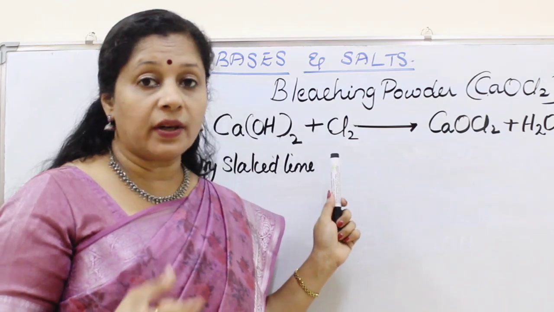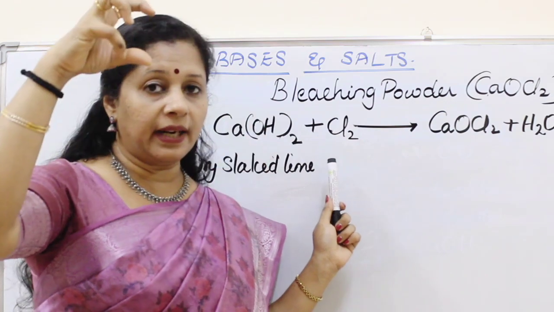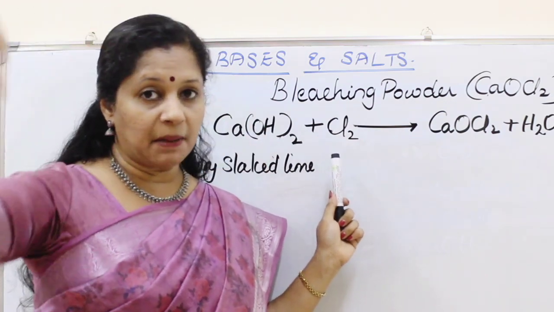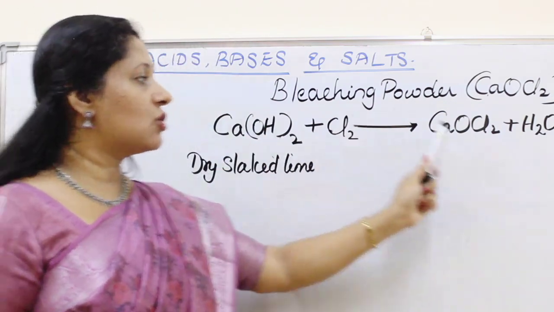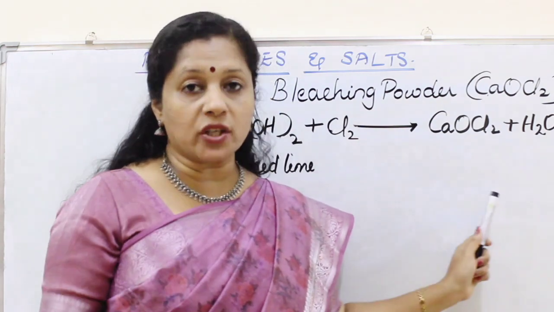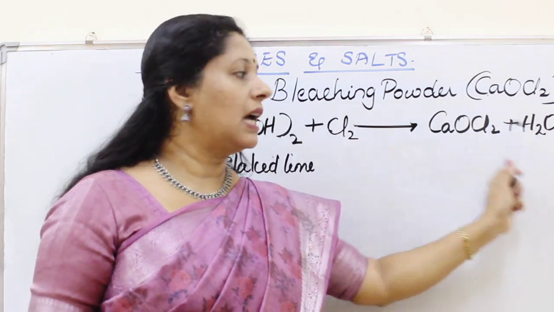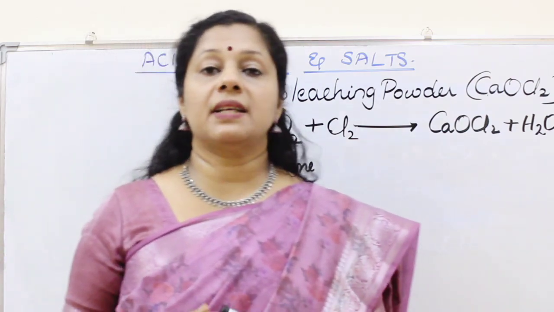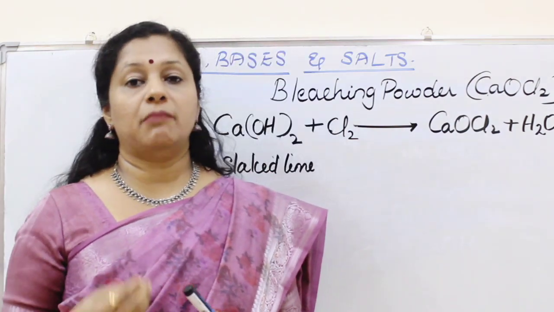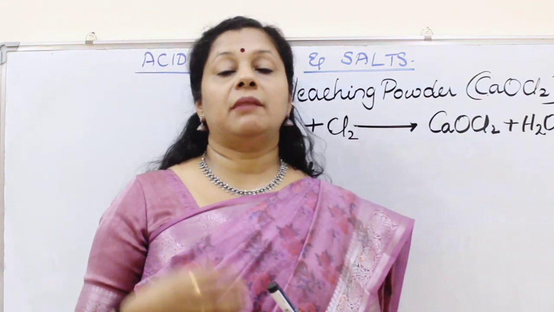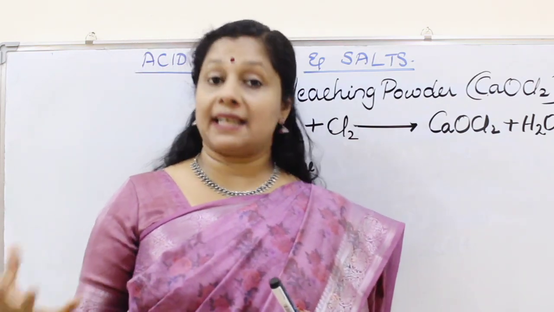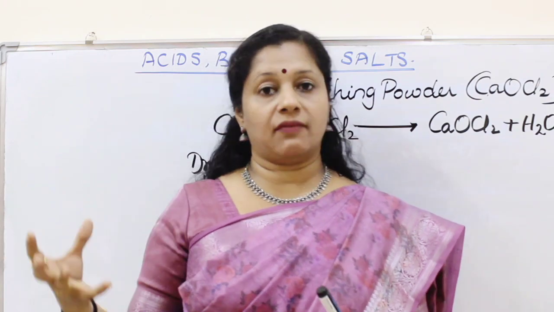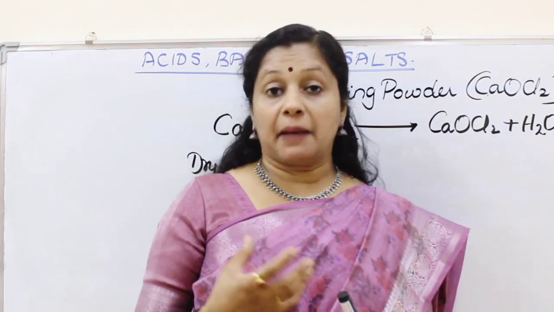From where are we getting chlorine gas? From the chlor-alkali process. That chlorine gas we are getting at the anode can be passed through dry slaked lime. So we will get a product, calcium oxychloride or bleaching powder, and water as a byproduct. This is a very important compound having several uses. The main uses of bleaching powder are in bleaching cotton and linen in the textile industry, to make white fibers, and also in the paper industry.